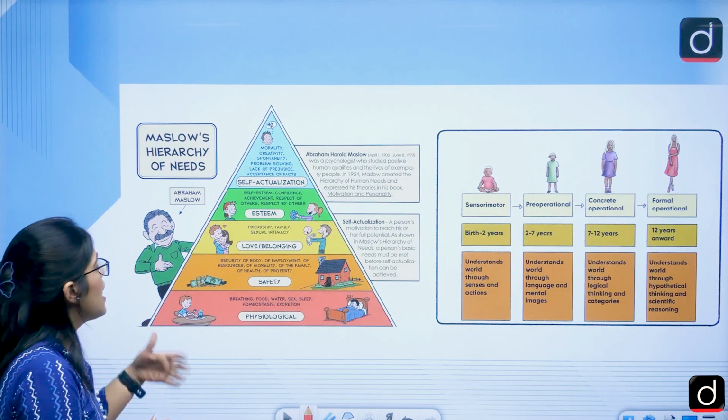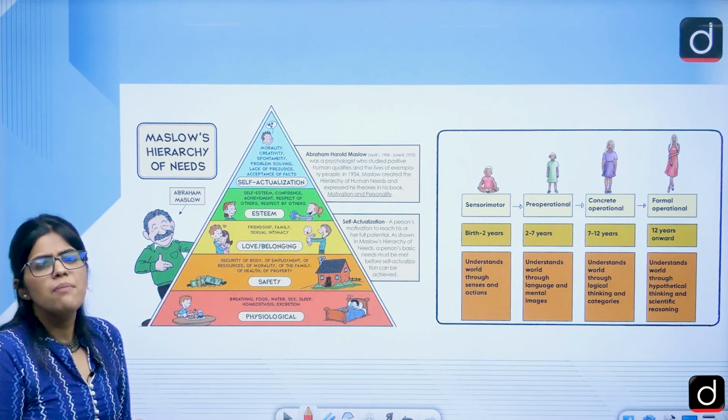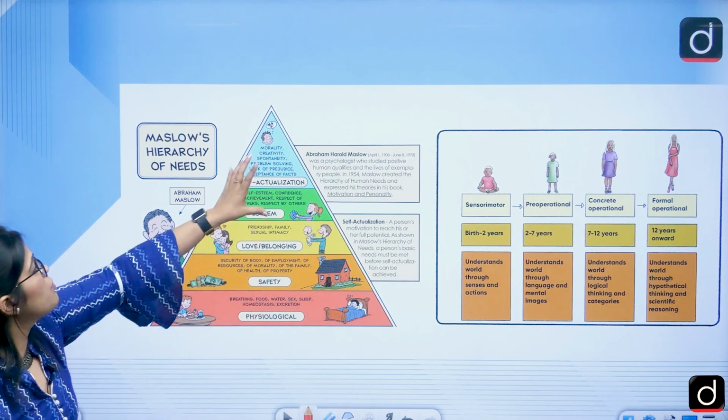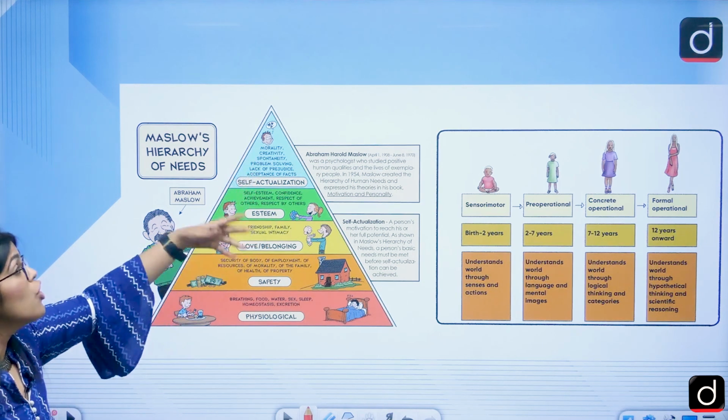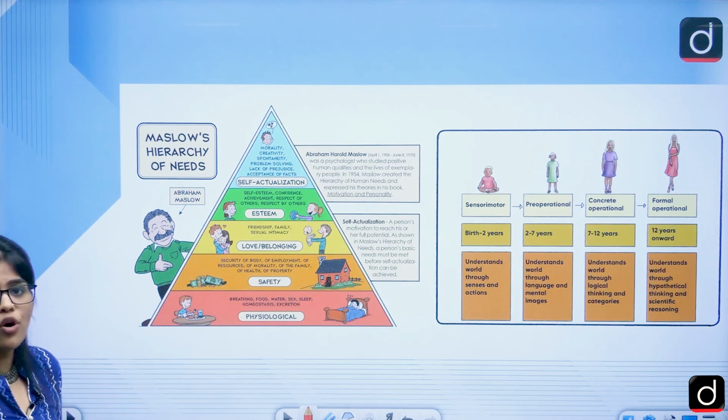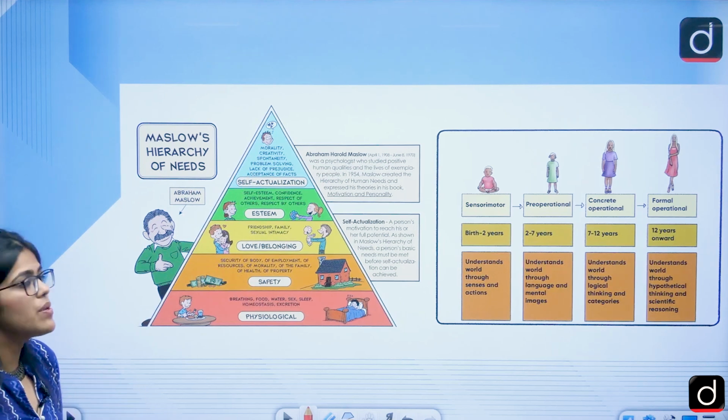Then, as I told you, we'll study Maslow's hierarchy of needs. We'll study how you can reach the point of self-actualization. Who was Harold Bloom? Who was Maslow? You need to know all of these things, and we'll be studying them in greater detail.